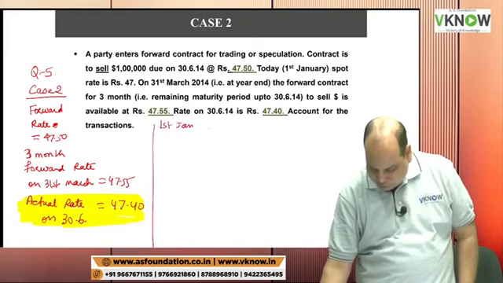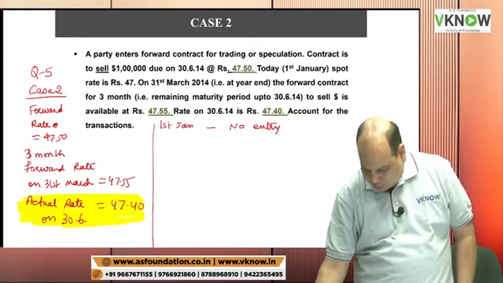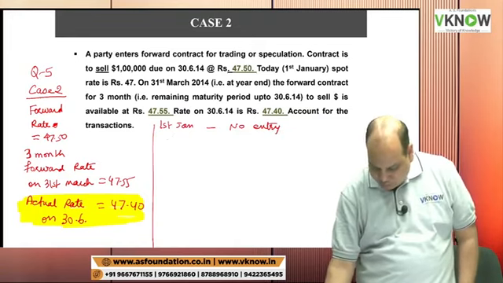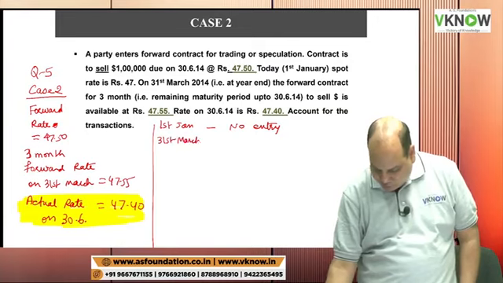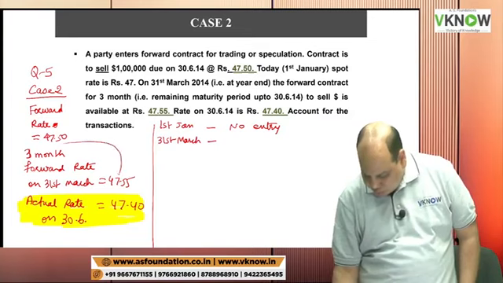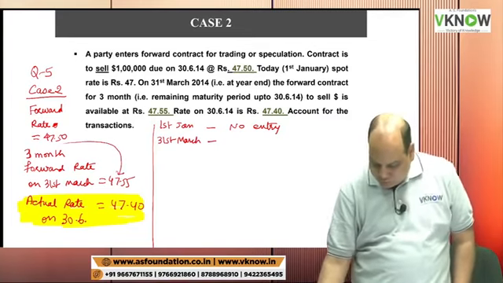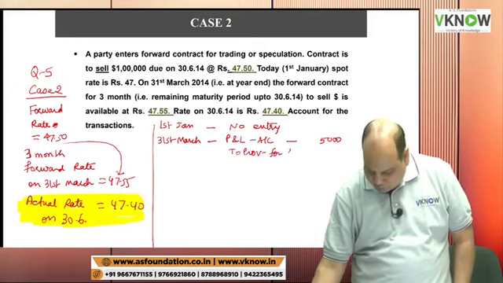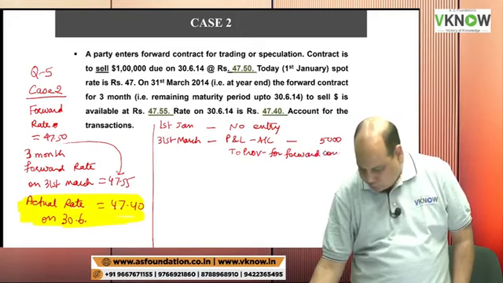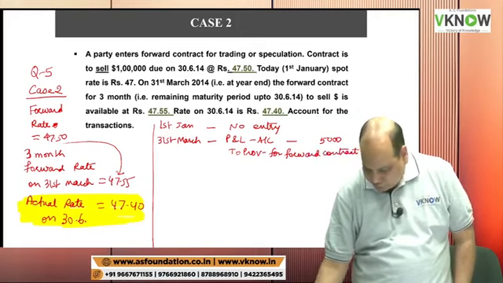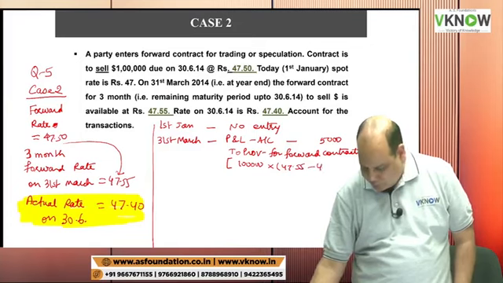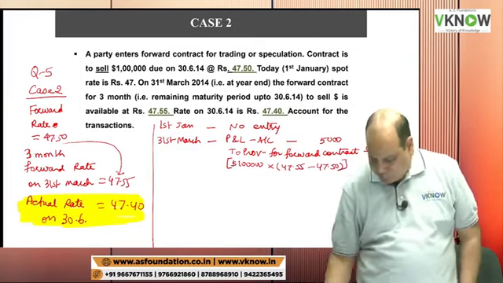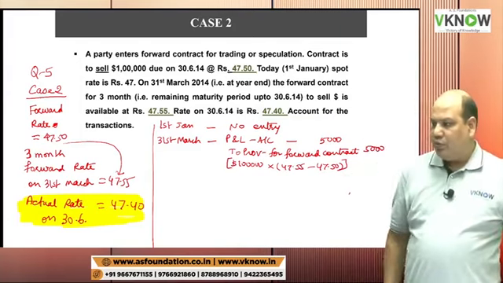1st January, no entry. 31st March, we are losing. So you will say P&L account debit 5,000 to provision for forward contract 5,000, 1 lakh dollar into 47.55 minus 47.50.